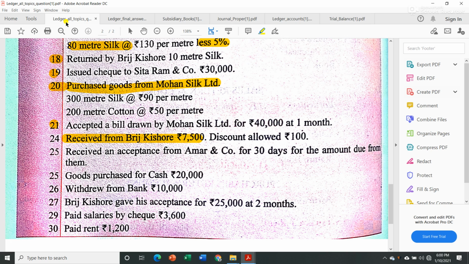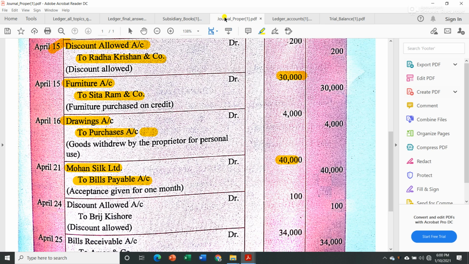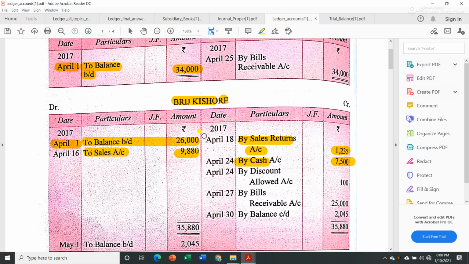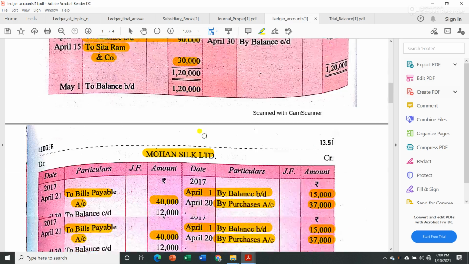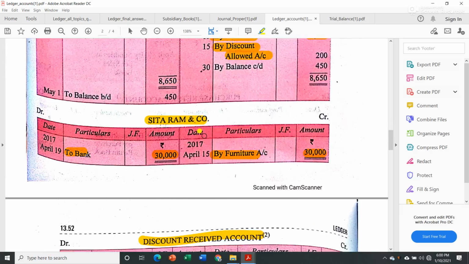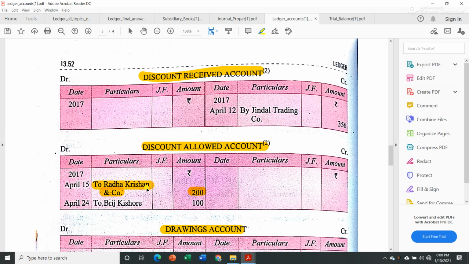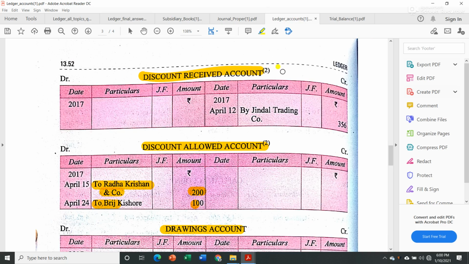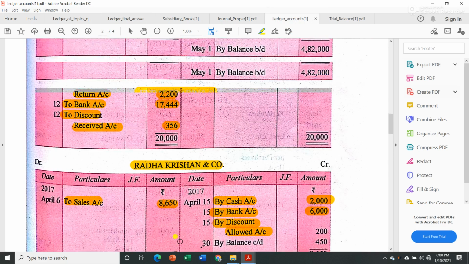The next part of that transaction was discount allowed 100. So journal entry: discount allowed account debit to Bridge Kishore. Now let us see the discount allowed column of the discount allowed ledger account. Here discount allowed we will write to Bridge Kishore 100. The next, for journal purpose we have Bridge Kishore's account. In Bridge Kishore's ledger account we will write by discount allowed.